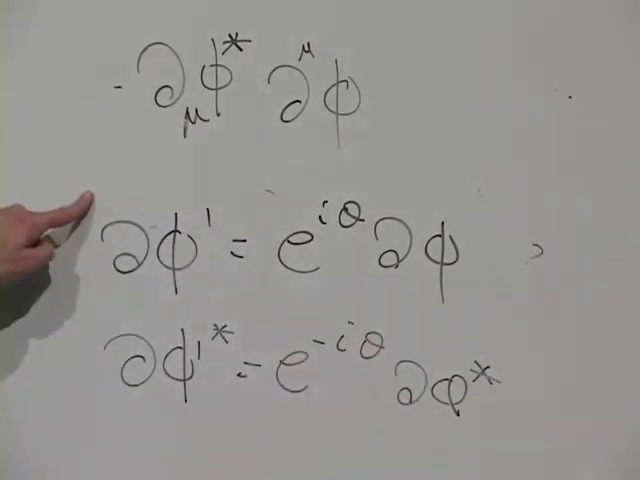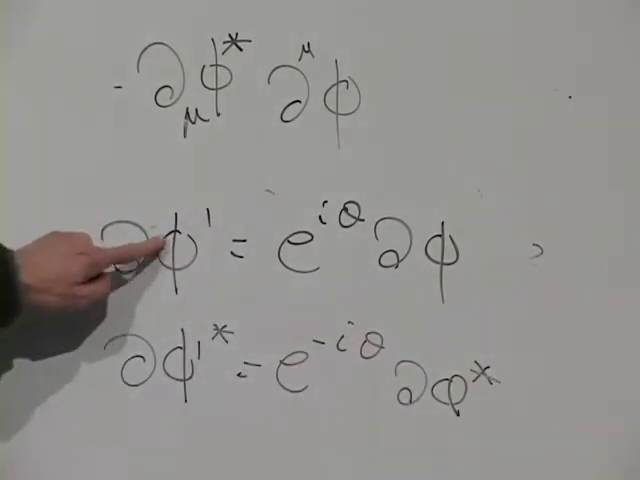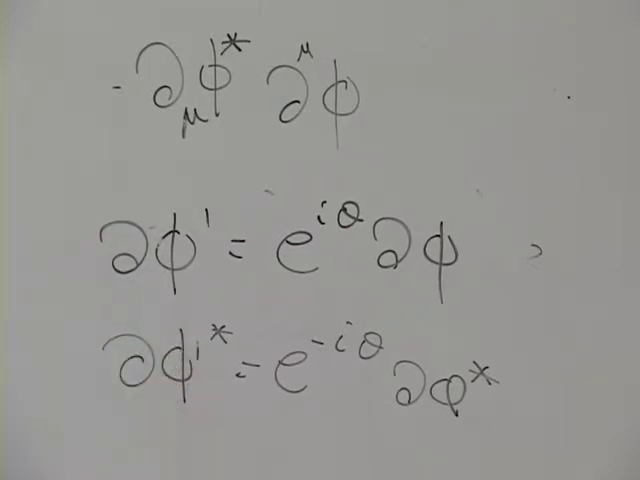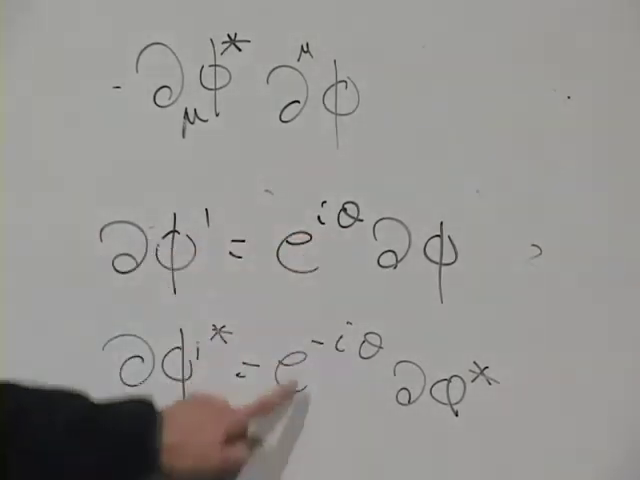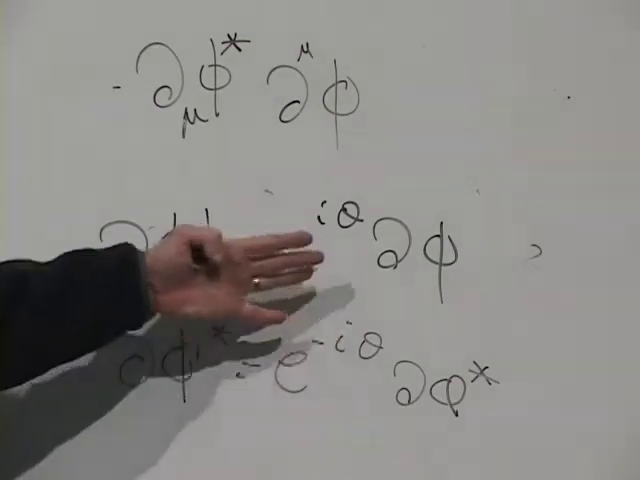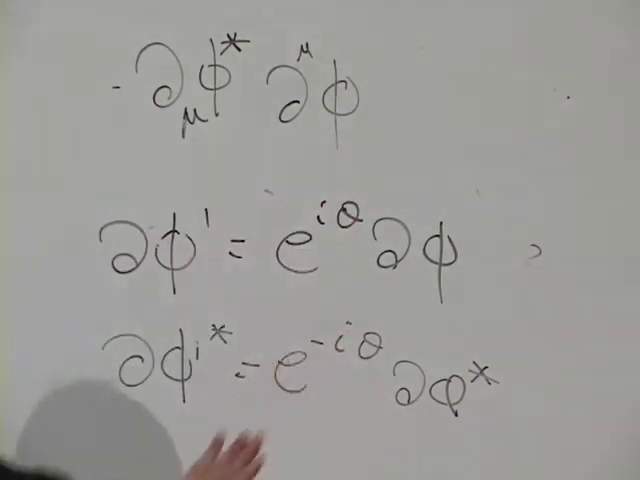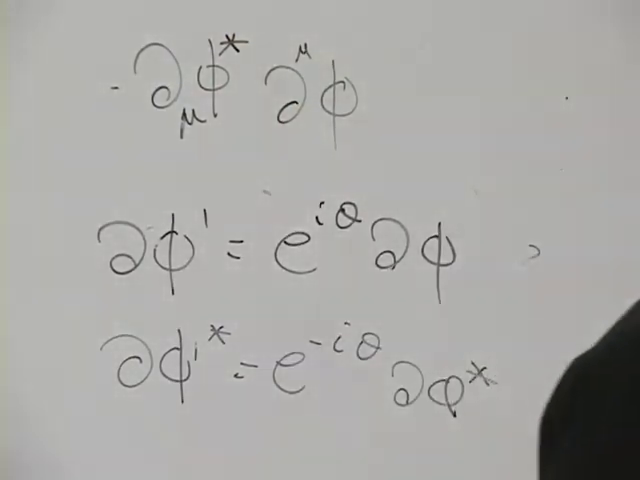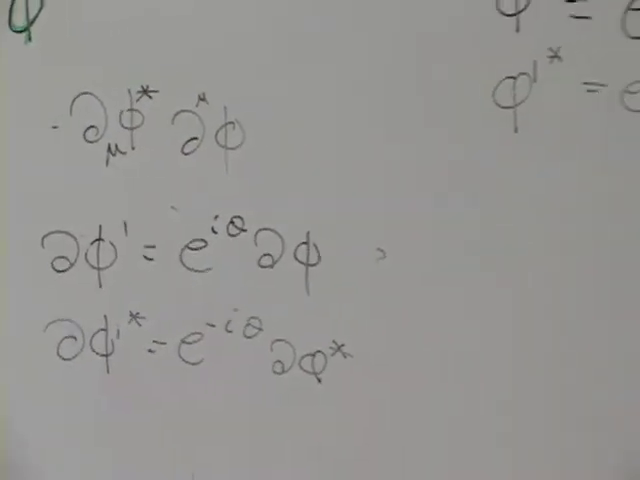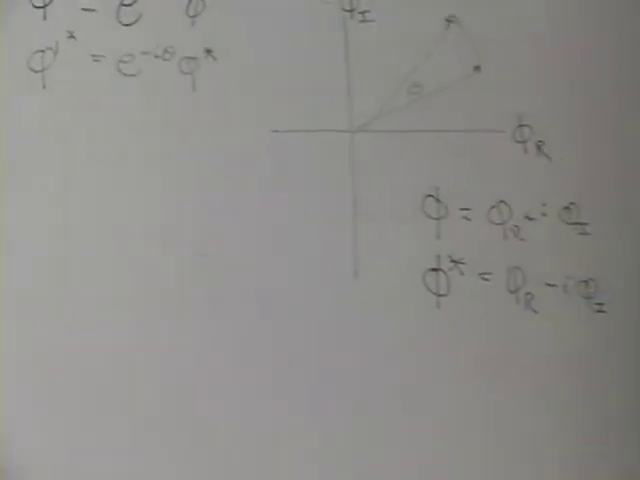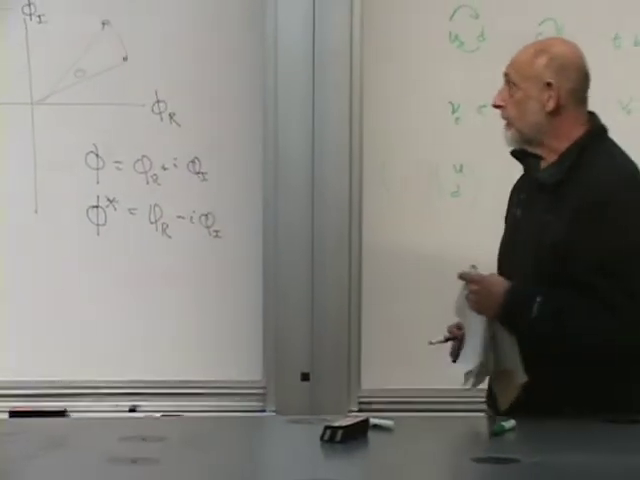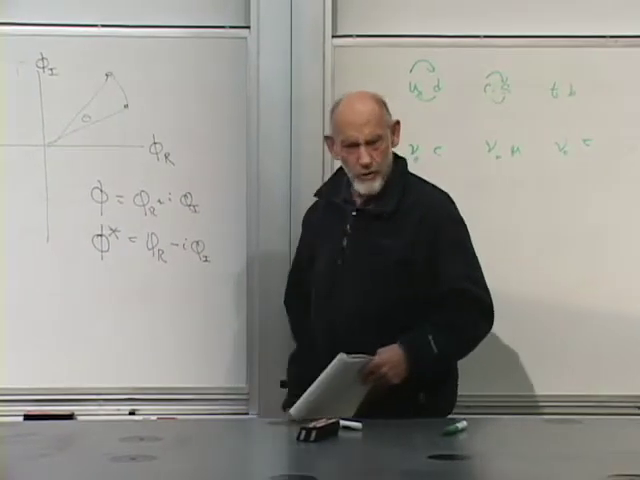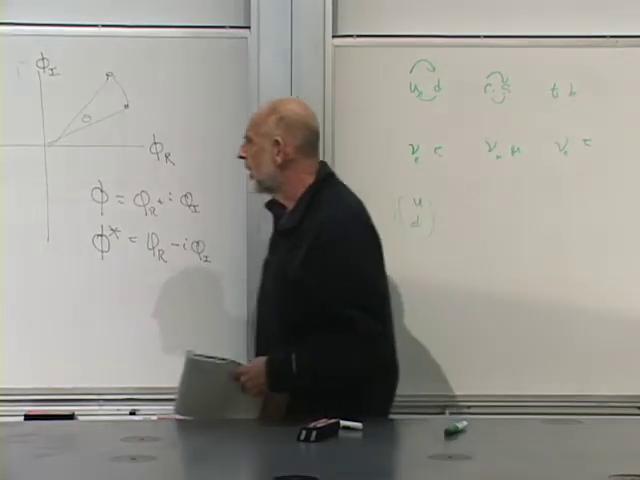That means the product of d phi prime with d star phi prime is exactly the same. The e to the I thetas cancel out, and so the Lagrangian is unchanged by rotating the field by a phase. That's called a symmetry. That's what a symmetry means, operations that you can do which don't change the Lagrangian. Of course, I could write other Lagrangians which don't respect this symmetry.